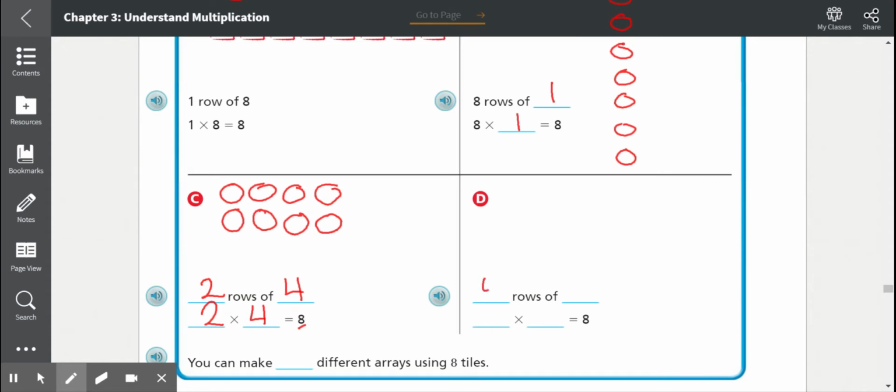Now let's try 4 rows. So start with rows. We draw 1, 2, 3, 4. Let's do another one until we get to 8. 5, 6, 7, 8. 4 rows, and so how many are in each row now? 2, 2, 2, 2. So 4 rows of 2 would be 4 times 2 equals 8. How many different ways can we make arrays using 8 tiles? 1, 2, 3, 4.